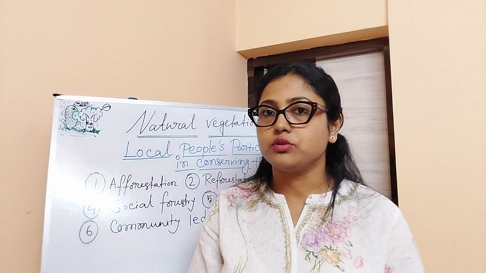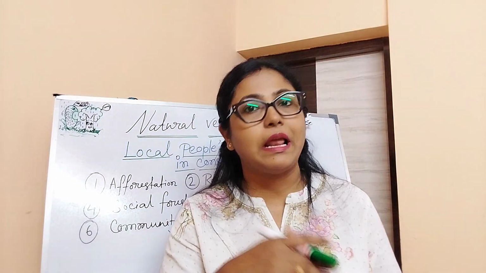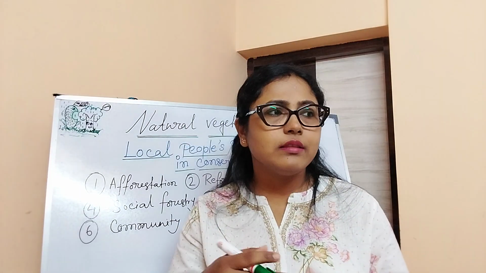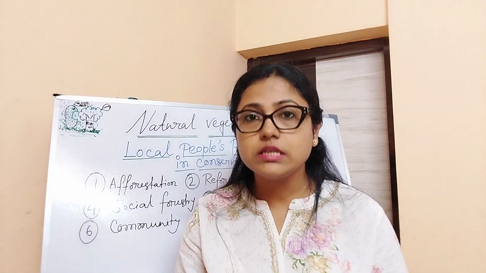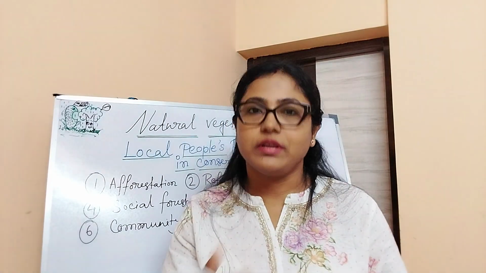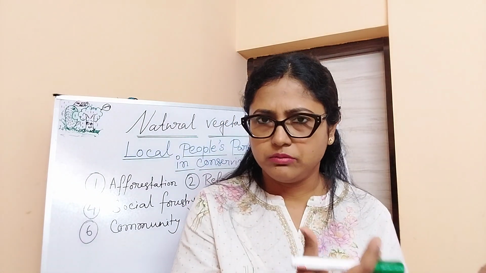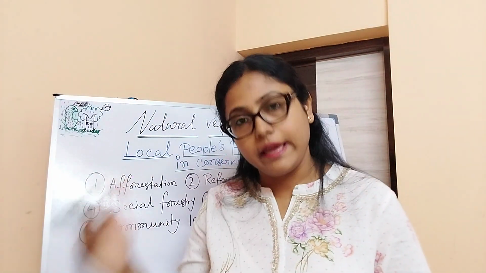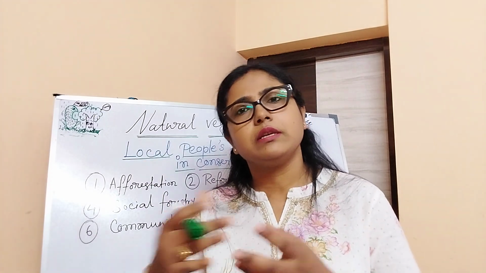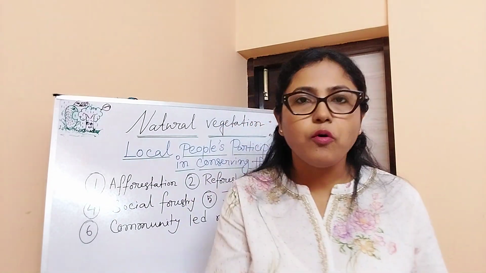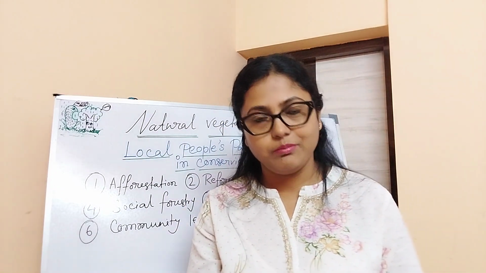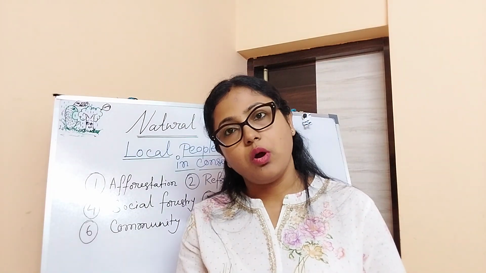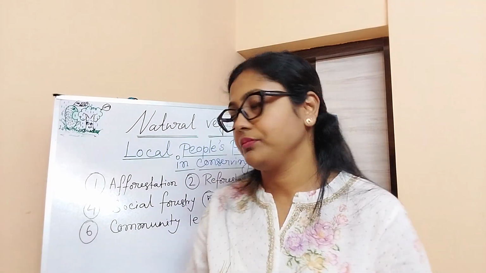The second one is reforestation. What is this? Here also local people are involved in planting trees where the forest cover has been destroyed. Previously there was forest cover, but it has been destroyed through forest fire or other activities. That is called reforestation. Forest cover was there, for some reason it was destroyed, and there tree plantation takes place again by the local people.